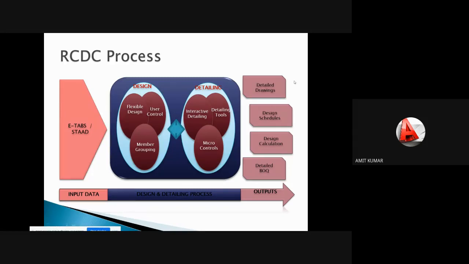So in the output you will see the detailed drawings, meaning drawings of the reinforcement details, and the design schedules, meaning a tabular report of the reinforcement detailing. The third one is the design calculation, where you will get the calculation values, and the last one is the detailed BOQ. BOQ means bill of quantity details. Okay, so this is the software's working process.